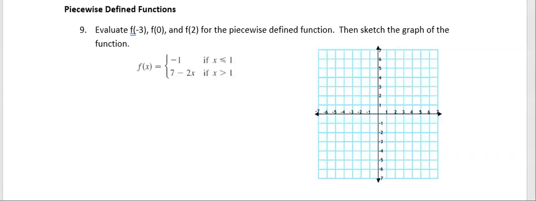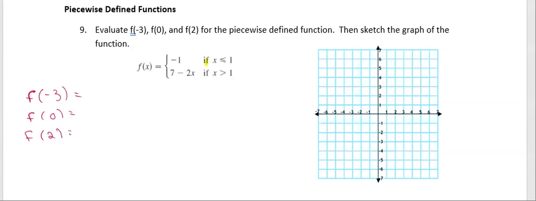Let's evaluate a piecewise defined function. Evaluate f of -3, f of 0, and f of 2 for the piecewise defined function, and then sketch the graph of the function. So we're looking for a couple different values, so let's write those down first. We need f of -3, f of 0, and f of 2.